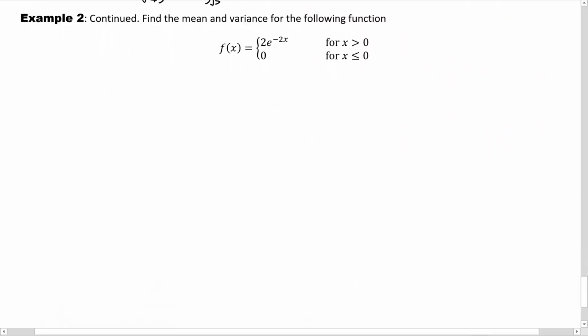How about example 2 continued? Find the mean and variance for the following functions. I would say this chapter 5 is usually more challenging than chapters 3 and 4. So your exam 3 is harder than exam 1 and exam 2, because in exam 3 you're going to see the integrals, so all the antiderivative formulas from calculus 2, you need to memorize those. And some of the integration techniques like u substitution, integration by parts, trig substitution, partial fractions, you're going to need to recall from memory.